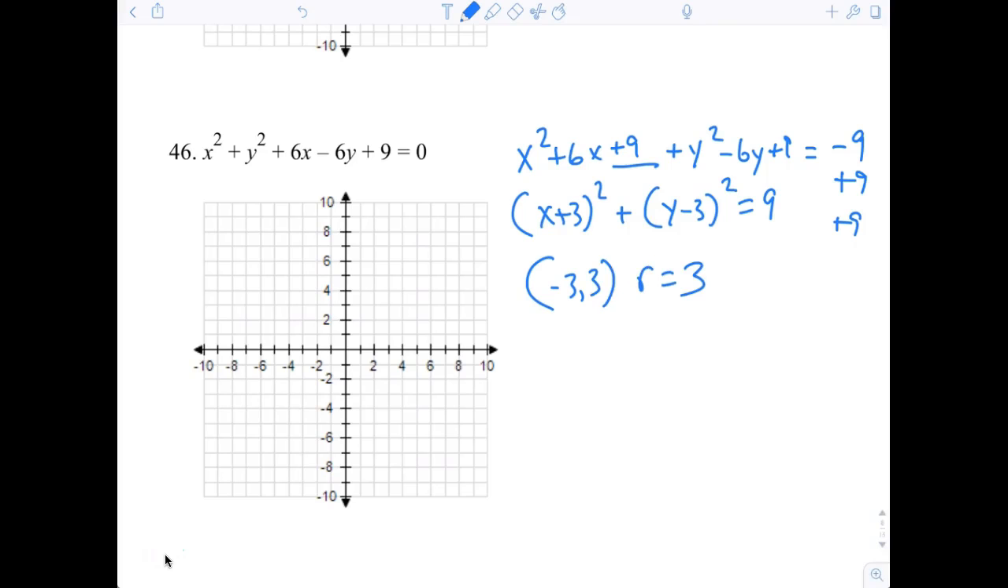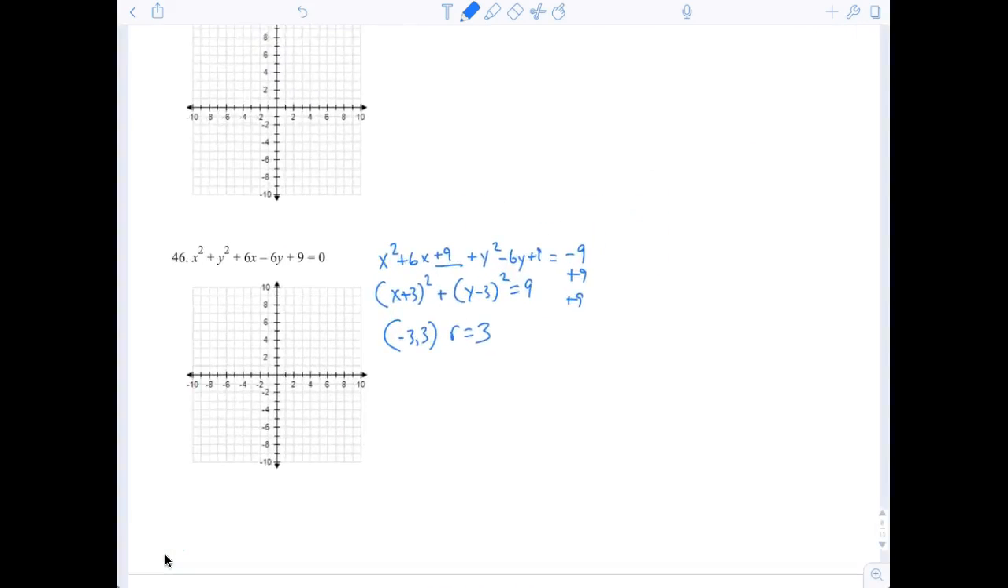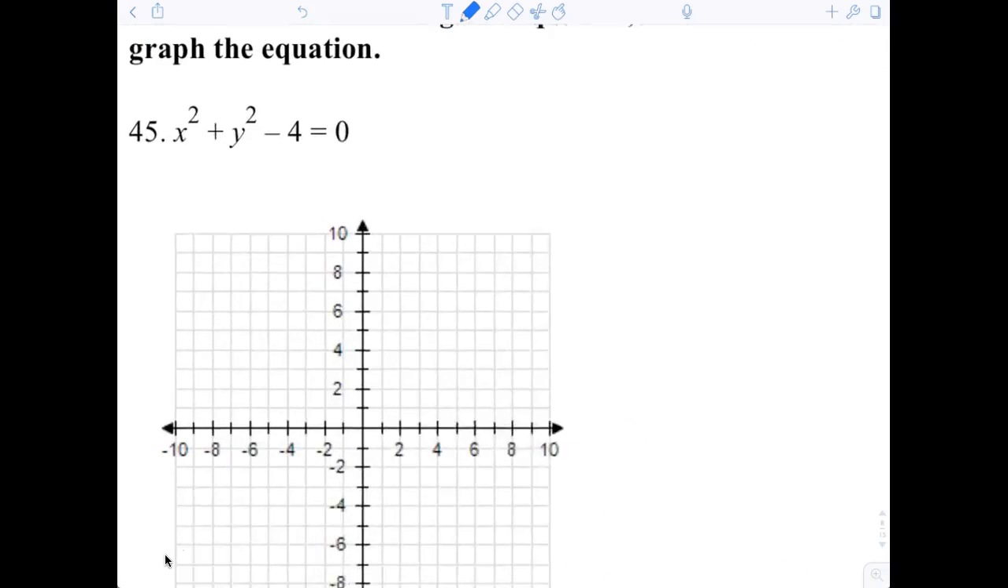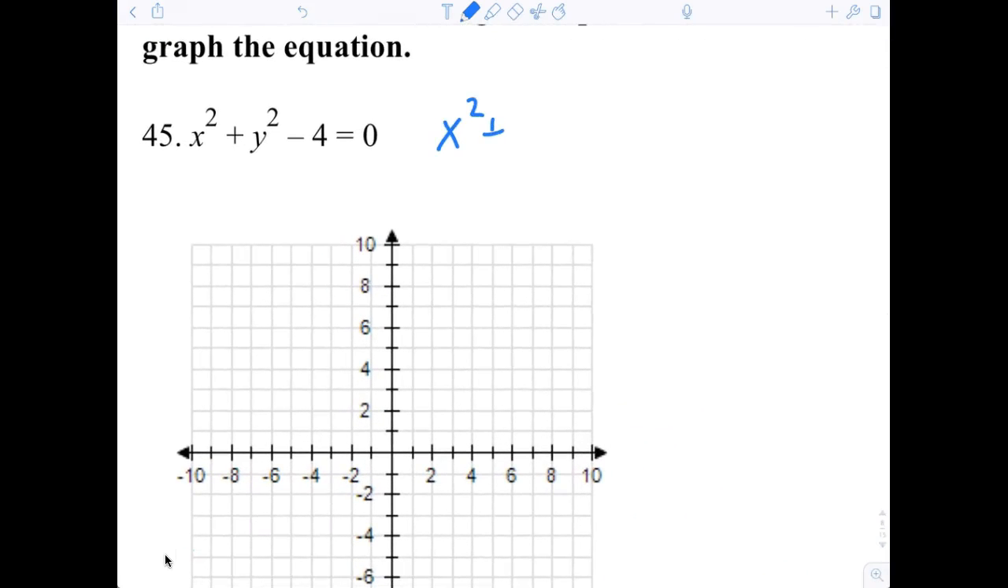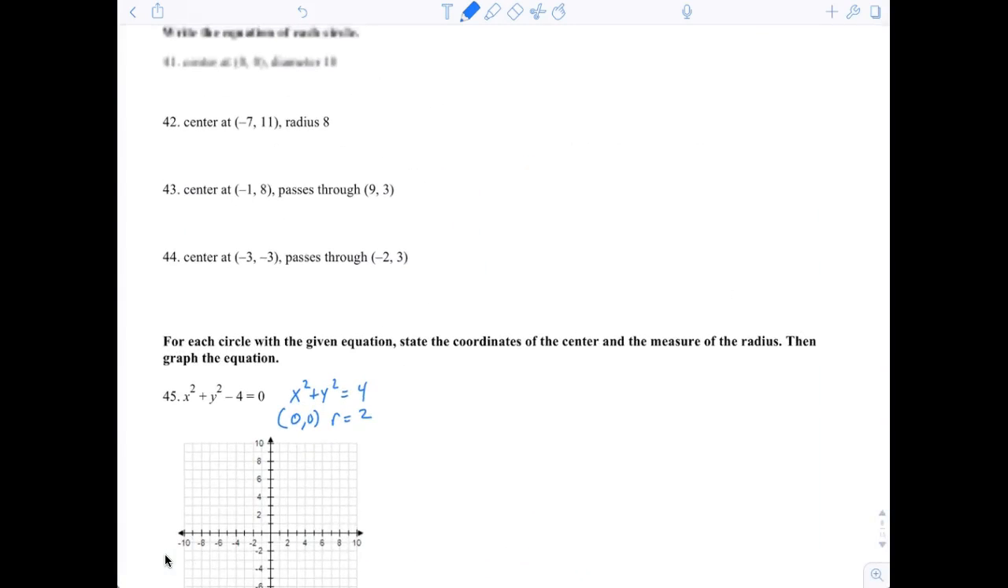Anybody have any questions with that? Anybody? All right. 45 is kind of easy, right? It's just x squared plus y squared equals 4. Your center is what? 0, 0, and your radius is 2. Be careful. Radius is 2. Yes, you take the square root. Because remember, that's r squared. All right, here we go.